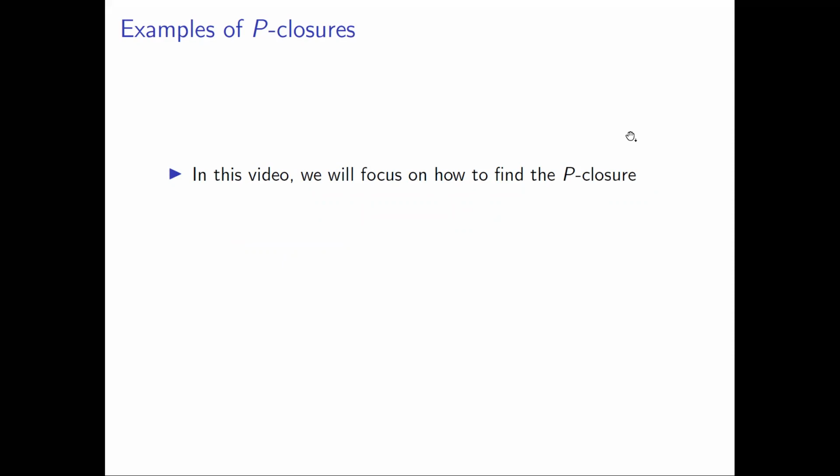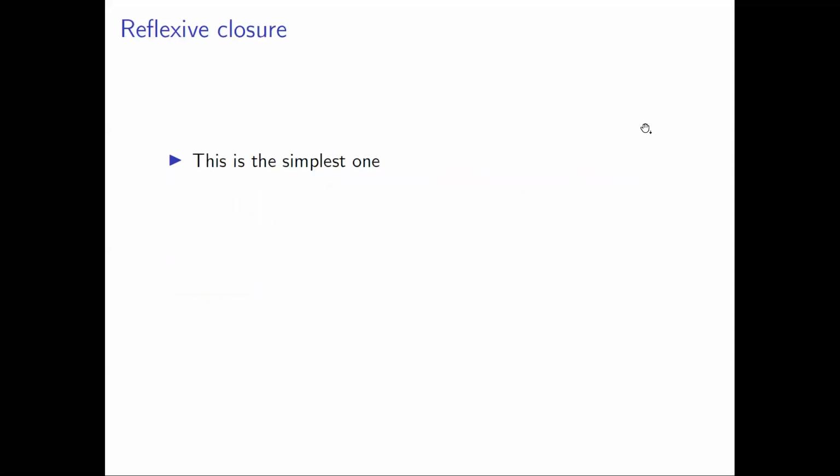And we're going to focus in this video on how to find the P closure for three properties P, which we discussed in the last video. The first is the property of being reflexive. Next, we will discuss how to find the symmetric closure, and then we will go over the transitive closure. And this is an approximate order of difficulty of computing each of these closures. So reflexive closure, I think, is the simplest one.